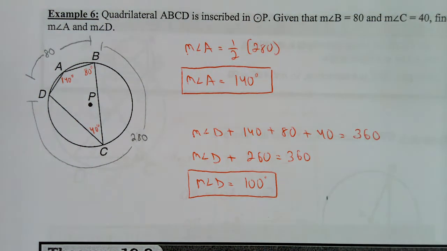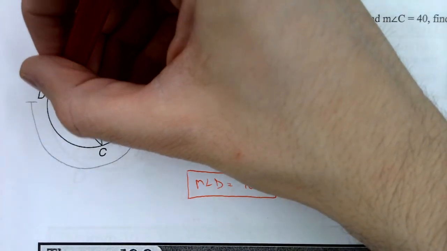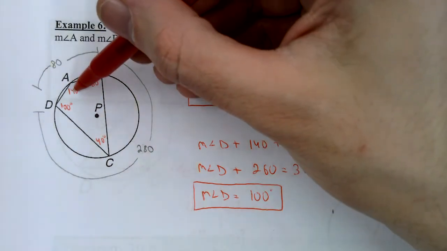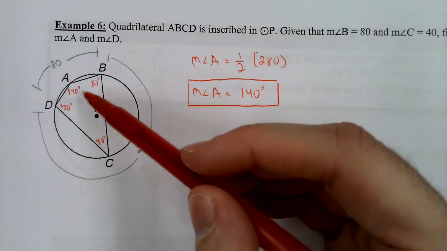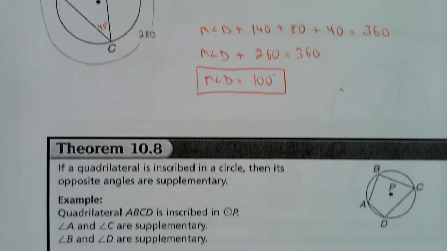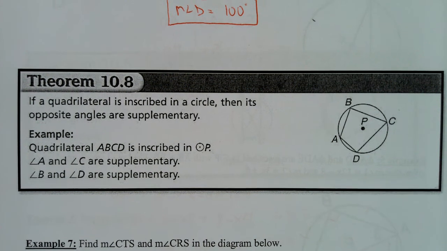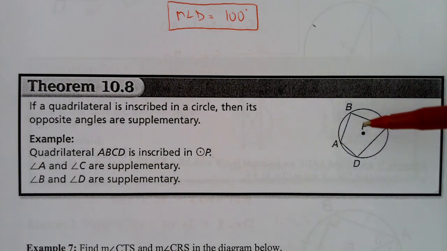This is a good problem because it leads perfectly into our next theorem. So let me just label that. Notice how the opposite angles add up to 180. See, 140 plus 40 is 180. 100 plus 80 is 180. That's not a coincidence. That's the next theorem: if a quadrilateral is inscribed in a circle, then its opposite angles are supplementary. So angle A and angle C add up to 180, and angle B and angle D add up to 180.